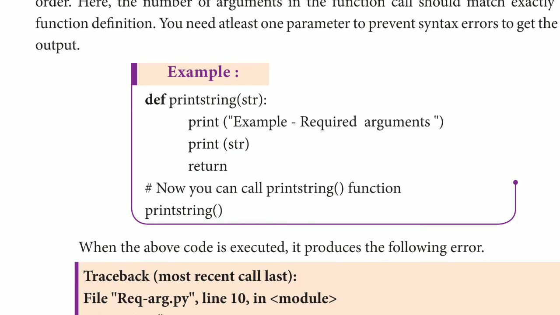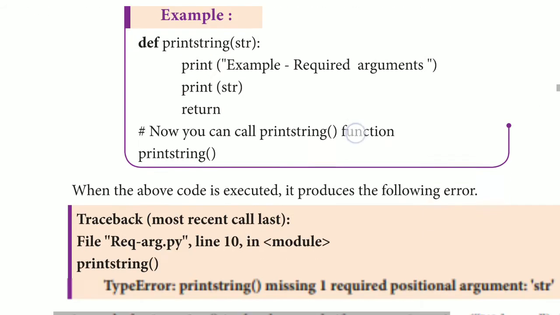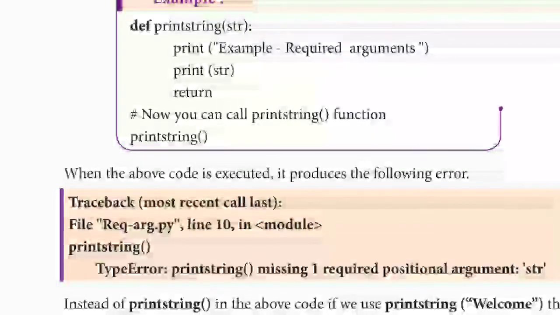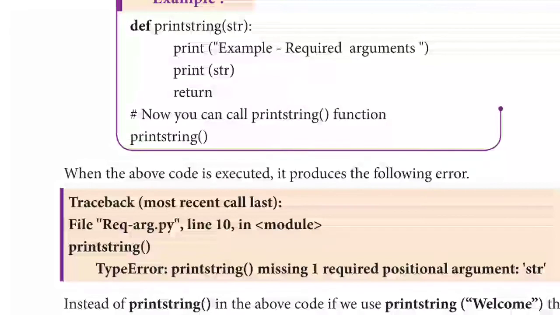Next, they are calling the function, print_str. Here you can see that inside the parentheses there is no parameter given, so it creates an error. When the above code is executed, it produces the following error.